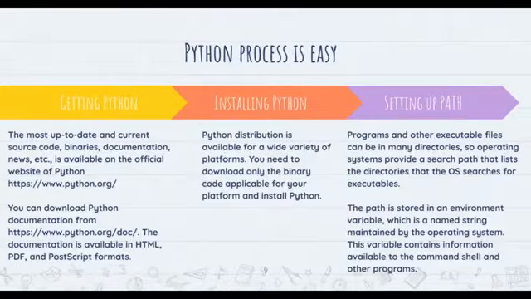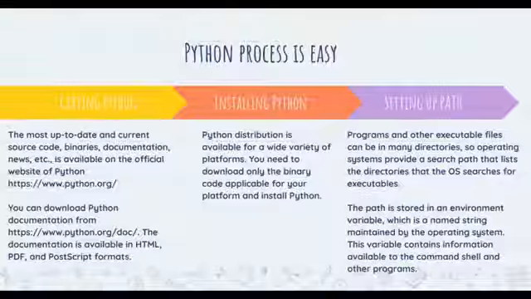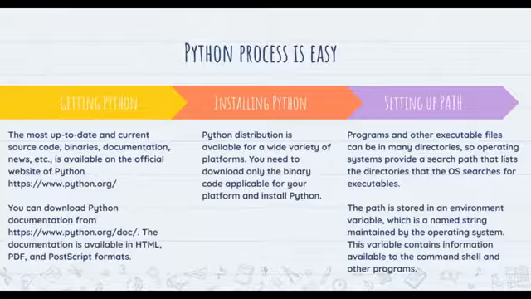So now we'll talk about the installation process of Python. As you can see, the Python installation process is very easy and simple. It's just 3 steps away and it's as simple as we speak. So the first one is getting Python. The most up-to-date and current source code, binaries, documentation, and news are available on the official website, which is python.org. You can also download the Python documentation, which is at python.org/doc. The documentation is available in HTML, PDF, and PostScript formats. So I'll guide you in terms of installing Python using the links which are on the screen.